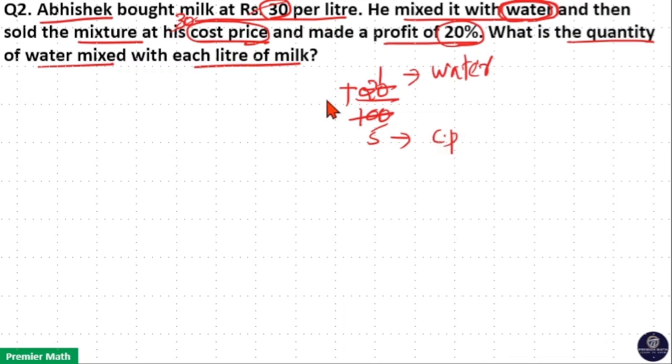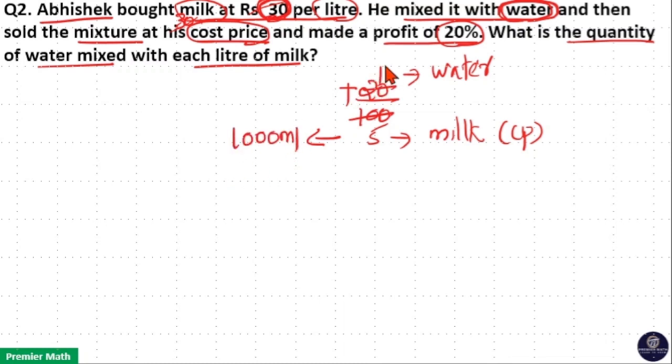Here cost price means cost price of milk is 30 per litre. So this cost price denotes the milk. Now this is the milk quantity. Now you can see 5 part is the milk quantity and 1 part is the water quantity. Now here this is cost price. This cost price is 30 rupees, means at 30 rupees he will get 1 liter milk. So this 5 part is 1 liter. 1 liter means 1000 ml.